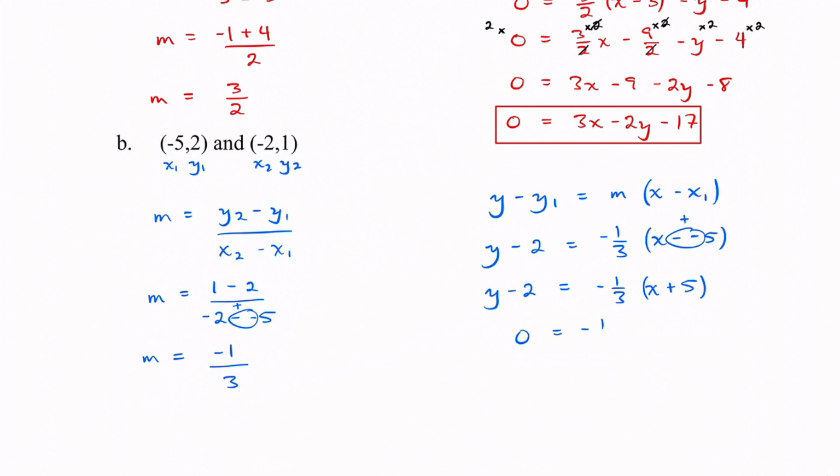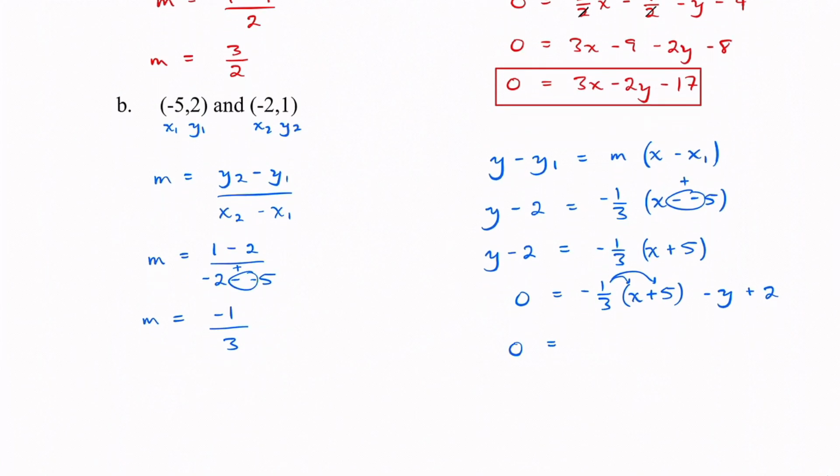So we're going to have this first part written out. It won't change. And then when the y came over, it's now negative y. And when negative 2 came over, it's now plus 2. And then what we want to do, we don't like these brackets here, so to get rid of the brackets, we got to distribute into our brackets. So we're going to have 0 equals negative 1/3 times x is negative 1/3 x. And then we got a negative 1/3 times positive 5. That's going to be negative 5/3. And then we got the minus y and the plus 2.